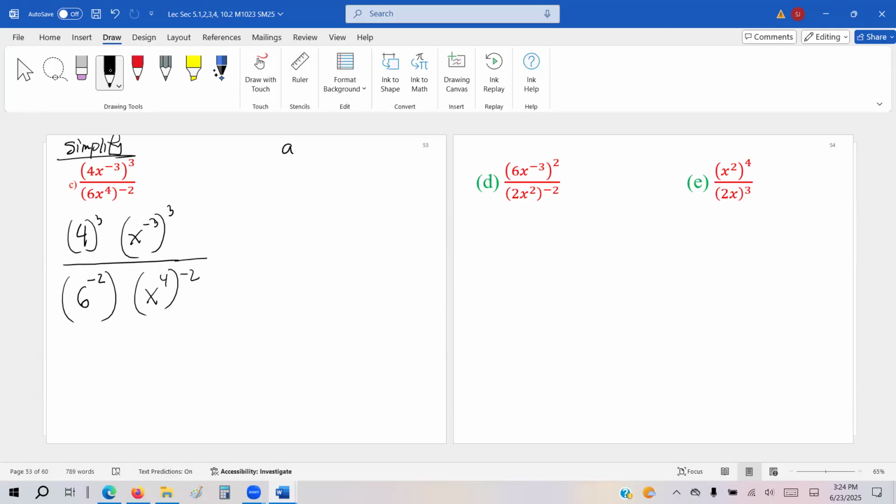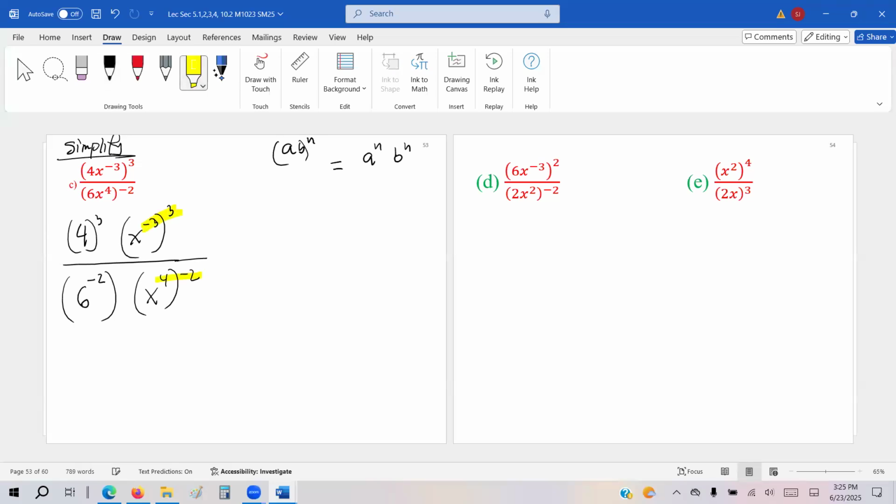So we apply the rule: AB over C to the power n means A to the n, B to the n, over C to the n. So in this case, we have different powers. But it doesn't matter, we apply the same thing. And now we apply more rules.